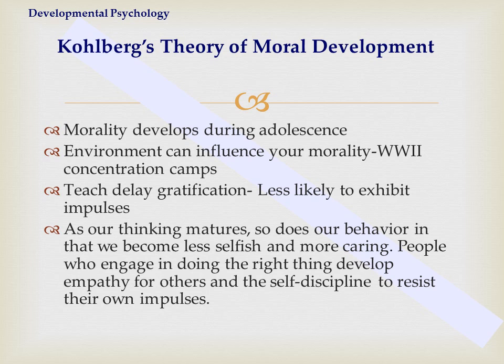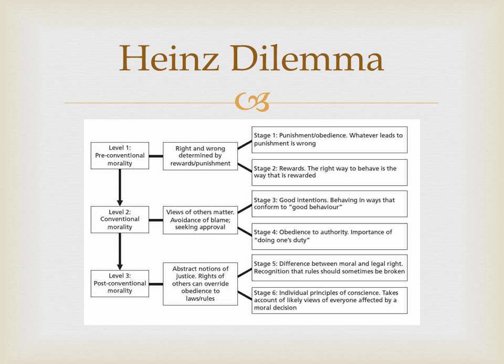You can teach delayed gratification to your kids at an earlier age, and they're less likely to exhibit bad impulses and maybe have better moral decisions, is what they recommend. As our thinking matures, so does our behavior, in that we become less selfish and more caring. People who engage in doing the right thing develop empathy for others and self-discipline to resist their own impulses. So the Heinz dilemma, kind of what I was talking about before, should we steal the medicine? And we'll talk more about this in class.